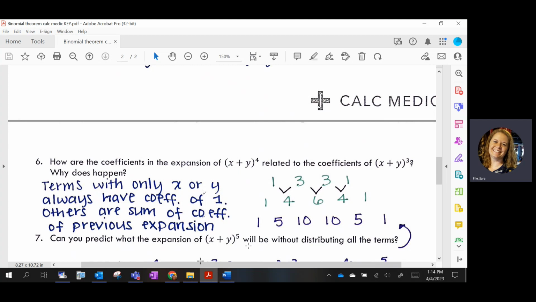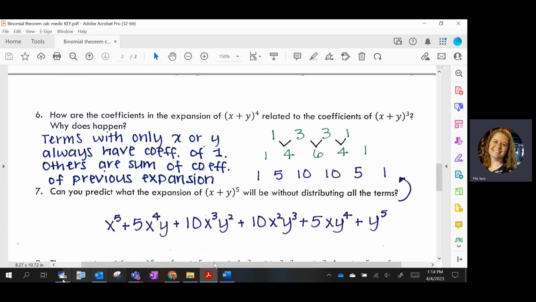And then we said that the degree of x decreases by 1 each term, and the degree of y increases by 1 each term, right? So when I write that out, I would have 1 as the first coefficient. I don't have to write an understood 1. Then I would start with x to the 5th, because that's the highest degree, and then no y, because it's y to the 0. I don't have to write that.